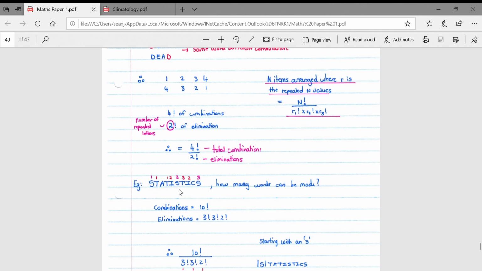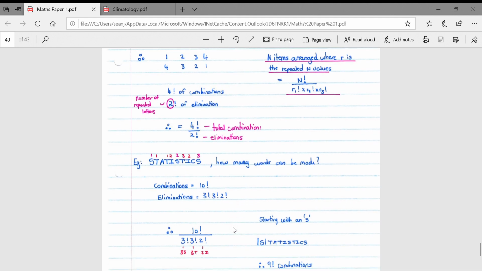Then if we look at a word like statistics, a little bit more complicated, how many words can be made from the letters in statistics? The first step, obviously, how many letters are we working with? We're working with 10 letters. Then we go and look for our repeats. So we say, okay, S is repeated 3 times, T is repeated 3 times, and I is also repeated 2 times.